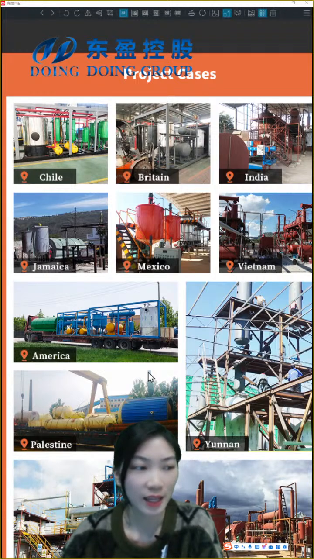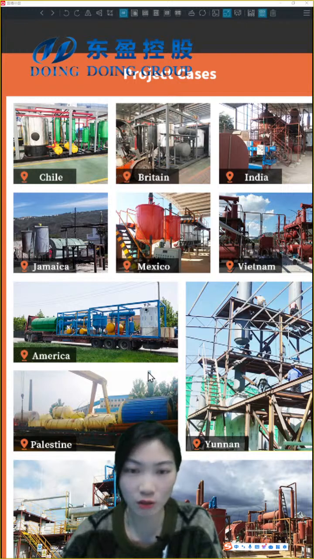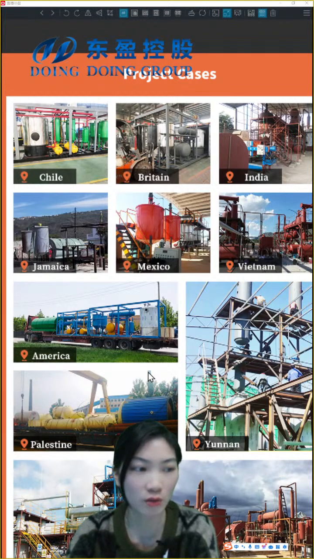And actually, we have some clients who give us feedback. For example, this month they collect the used motor oil, so they refine the used motor oil into diesel. And in the next month, they didn't collect the used oil. They just used the fuel oil. The fuel oil, pyrolysis oil, tire oil, plastic, that's all okay. You can feed the pyrolysis oil into the oil distillation plant to refine it into diesel.